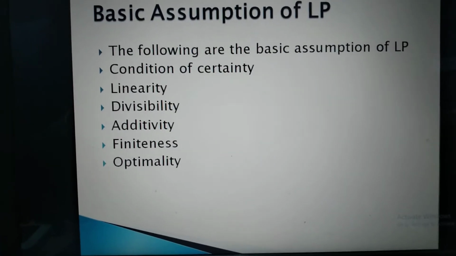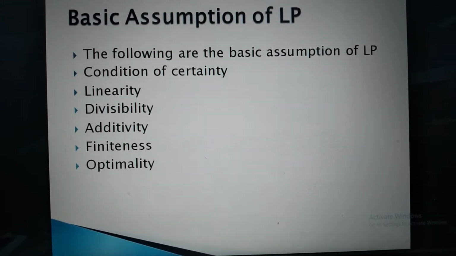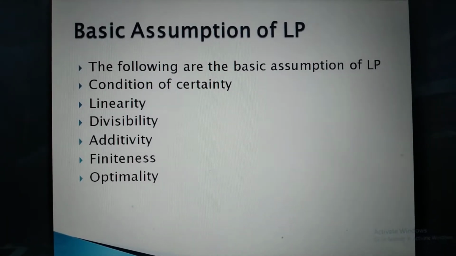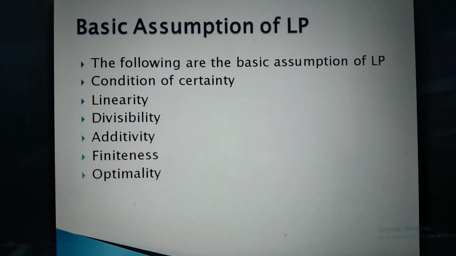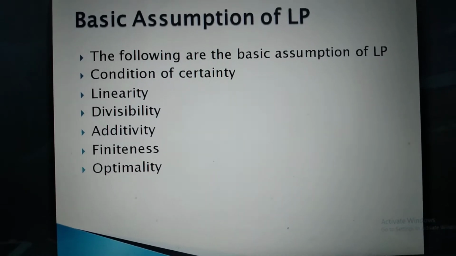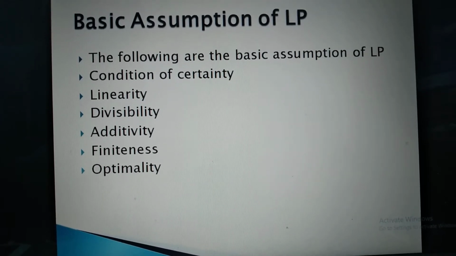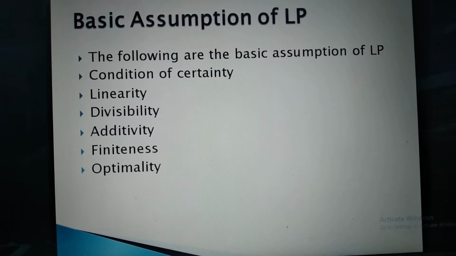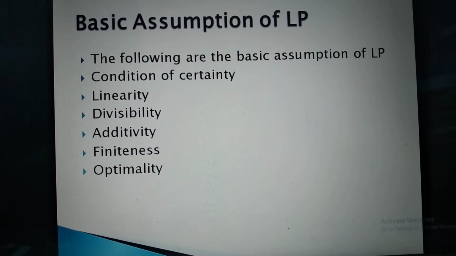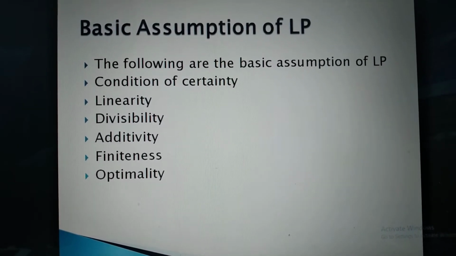Now, the basic assumptions of linear programming. One, condition of certainty. When you talk about condition of certainty, you must be certain. The problem must be certain so that you must get the solution. Linearity: we are talking about the problem must be equated in terms of relationship. There must be a relationship between independent and dependent variables. The input must give an output.